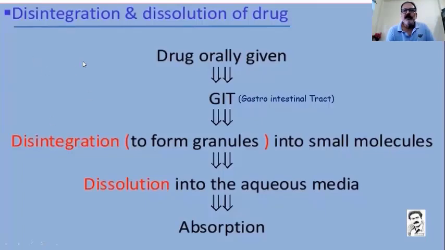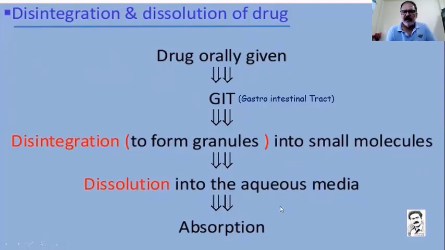And when you take the drug orally, what will happen? When you gulp the tablet with water, it will go into the stomach, part of the GIT, gastrointestinal tract. When it goes into the stomach, what will happen? There the tablet will be disintegrated. That means the bigger tablet will become small pieces or granules, something like small sand. It will be converted into small molecules. After that, it will dissolve in the solution, aqueous media.